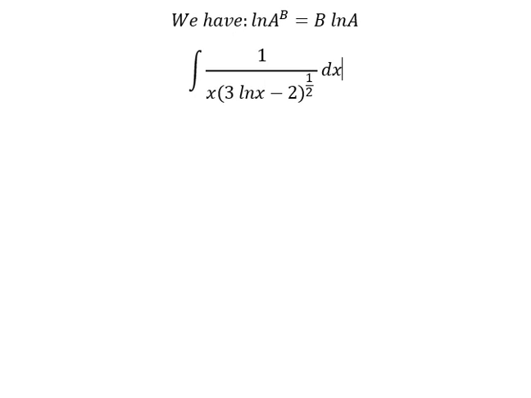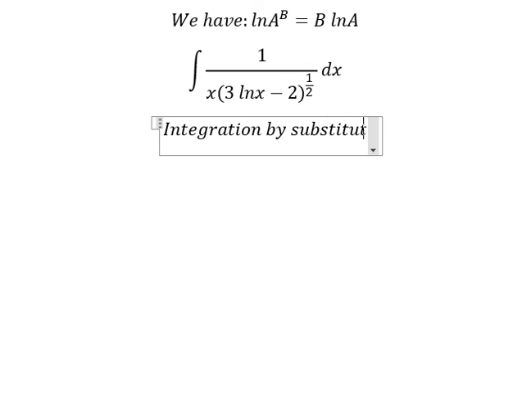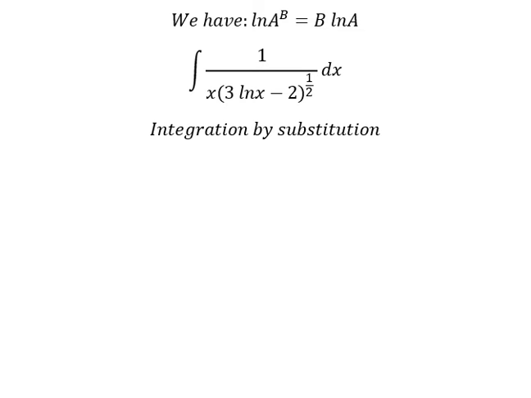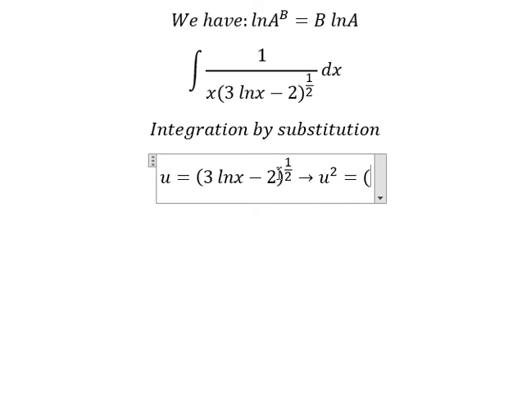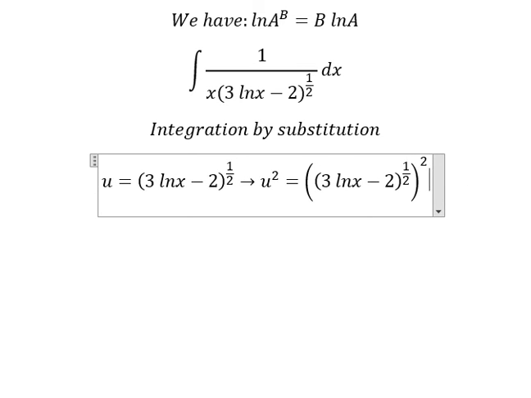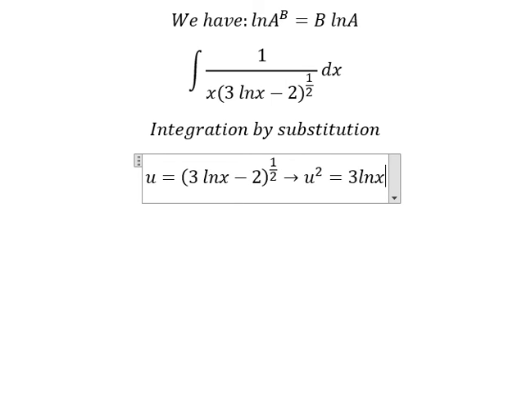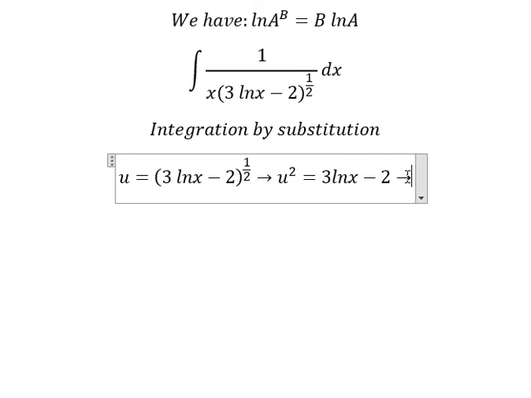Next, we can use integration by substitution. So I will put u equals to this one. So we put the power 2 on both sides to cancel the power 1 over 2. And you get 3 ln s minus 2.